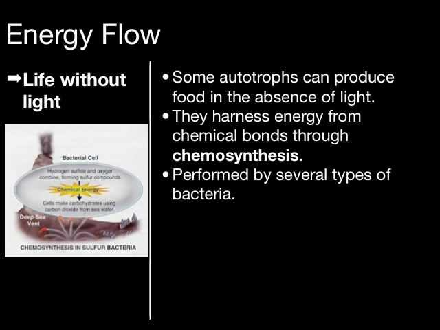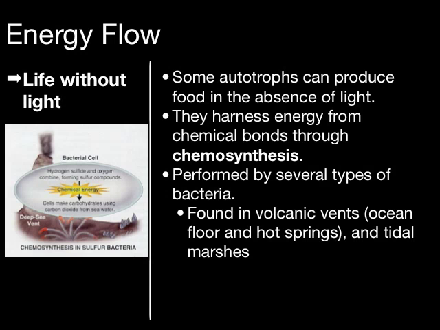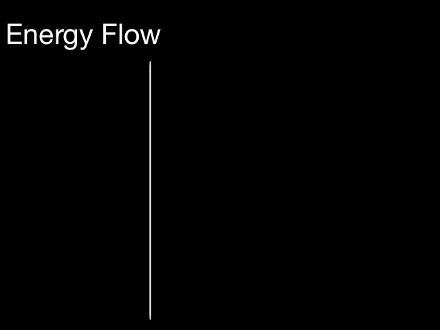These are performed by several different types of bacteria, and these bacteria are generally found in volcanic vents, at the ocean floor and in hot springs, and also in tidal marshes where they may not have access to sunlight due to lots of other plants and organisms around. Remember, organisms that can create their own food from both chemicals and sunlight are called producers.